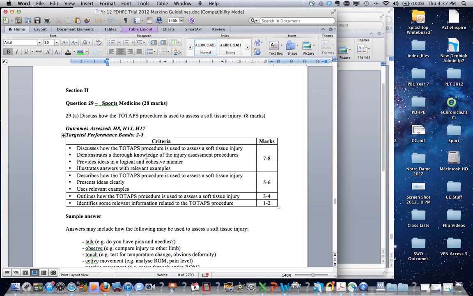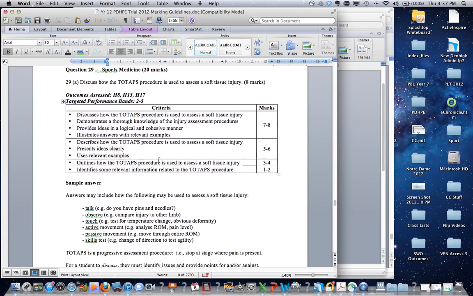We would be looking at demonstrating a thorough knowledge of the injury assessment procedures. The other major part is providing this in a clear and cohesive manner, and then of course illustrating with relevant examples. Those are the things that we're looking for.